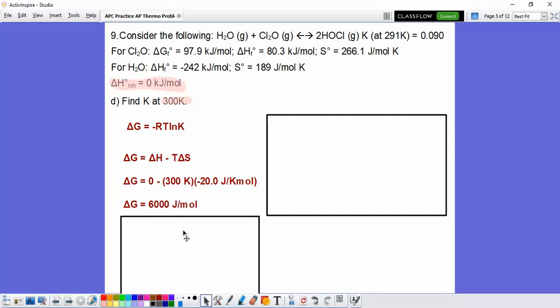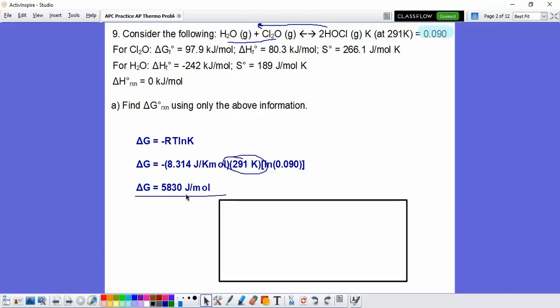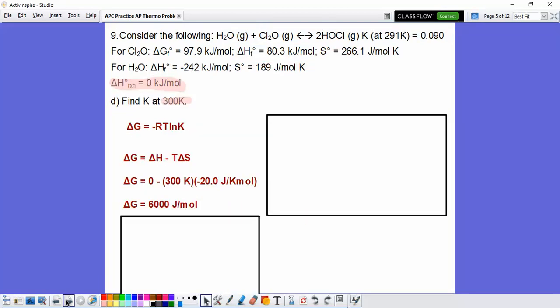And I'm not worrying about sig figs here. I'm just going to worry about them at the end. Did I say 600? I meant 6,000. Whatever that number is, 6,000 joules per mole. This delta G is barely above the delta G we found before. But if you think about it, the temperature went from 291 Kelvin to 300 Kelvin. It wasn't a huge increase in our temperature.